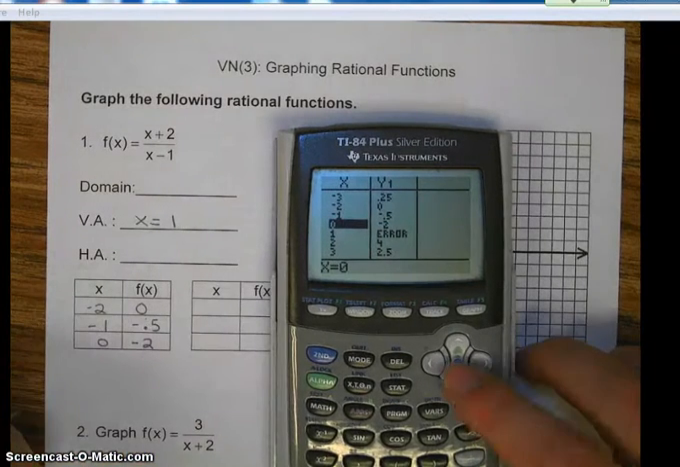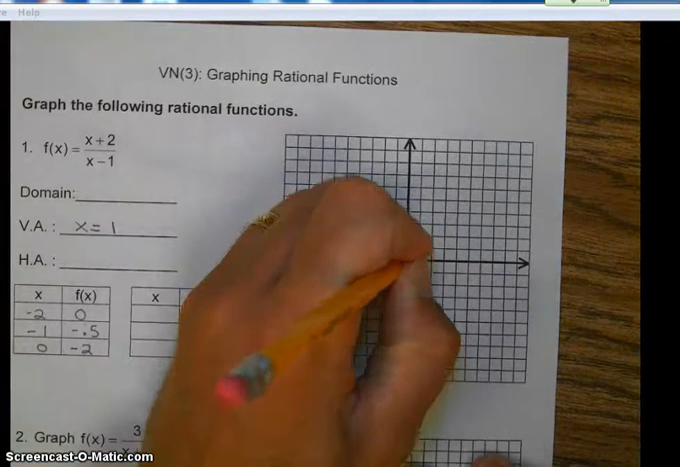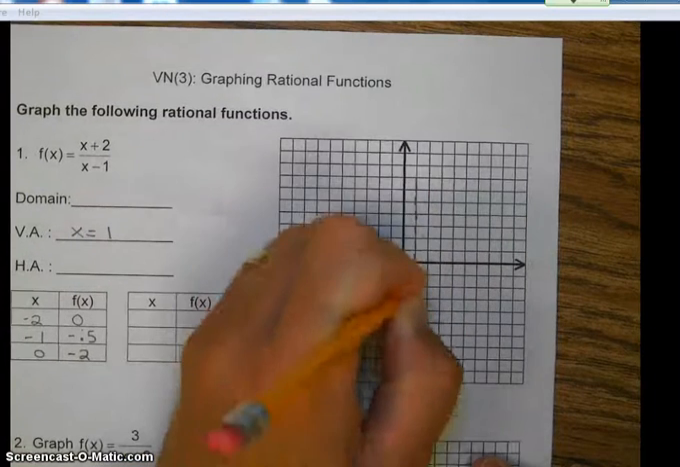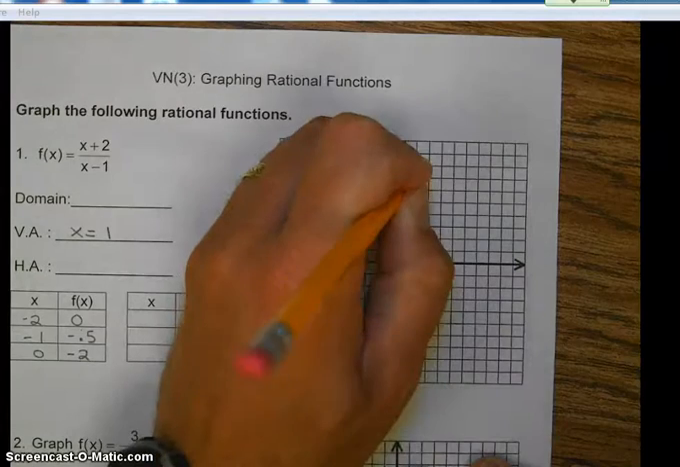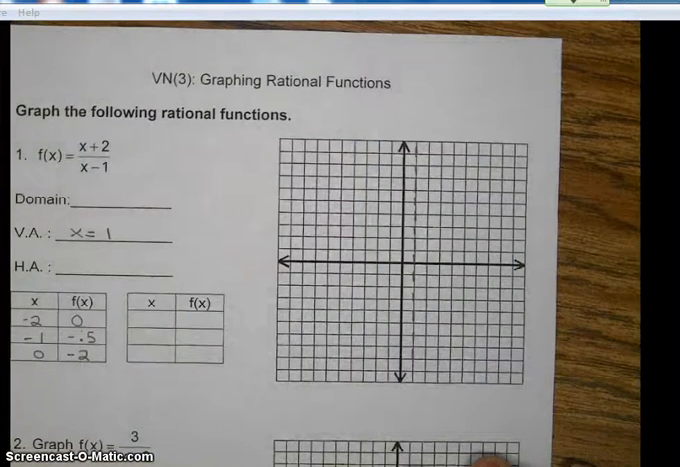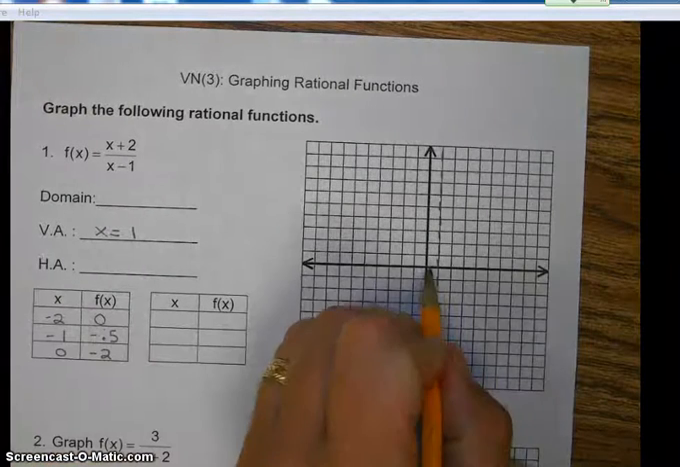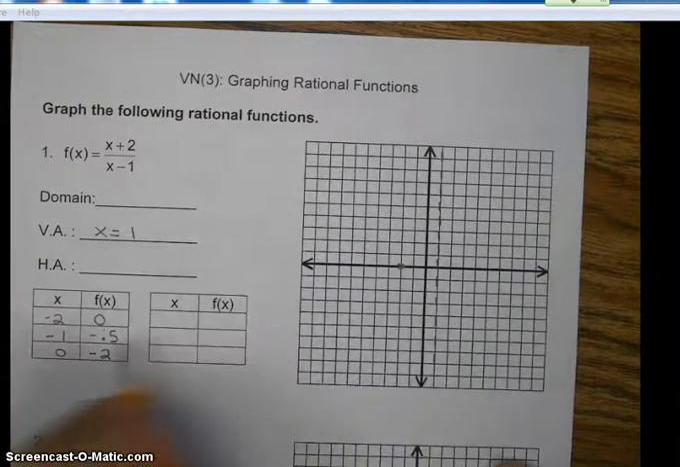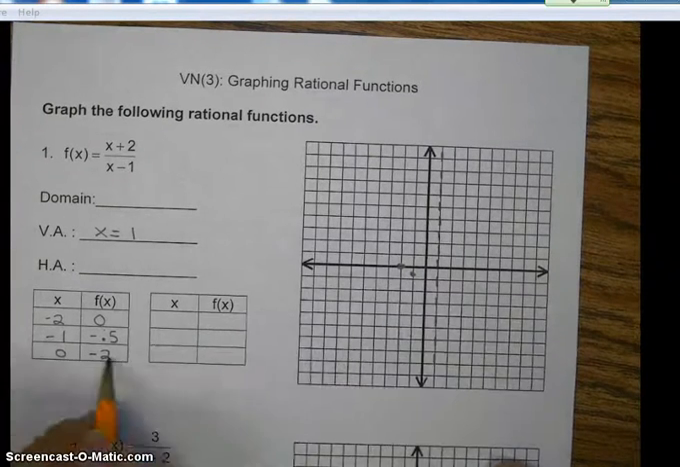Now we know we have a vertical asymptote at 1. So to graph this, I would start off by making my vertical asymptote here. This is going to help me draw my graph. Okay, there's my vertical asymptote. Let's plot these points: -2, 0; -1, -0.5; and 0, -2.